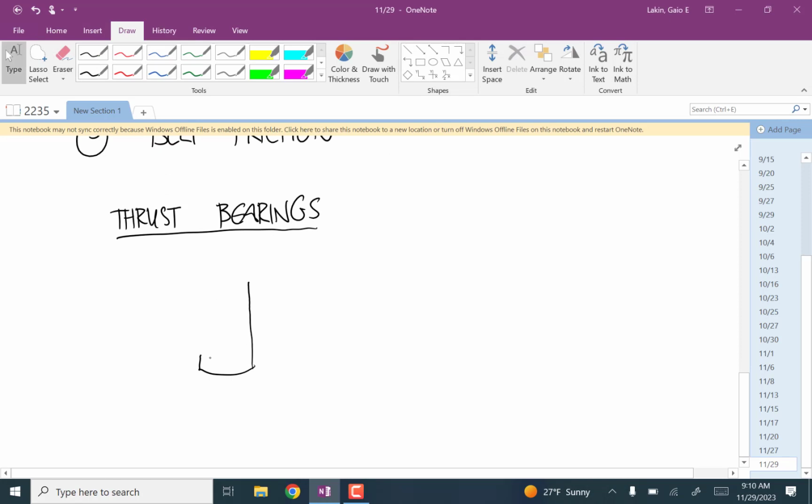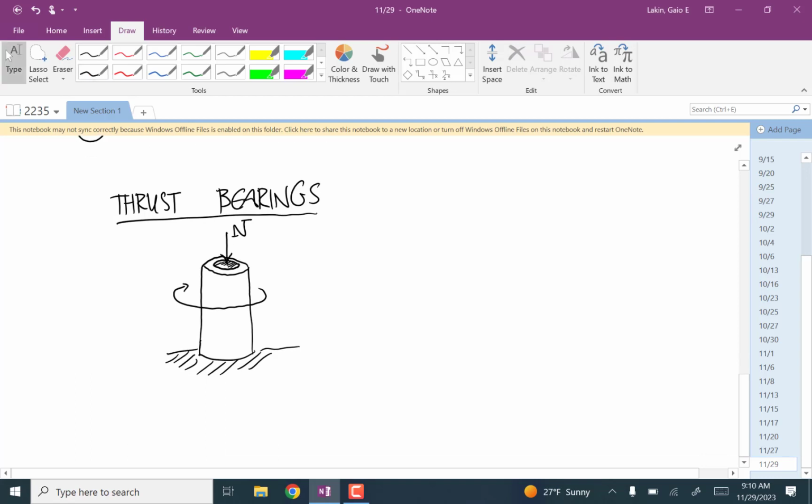All right, so thrust bearings. This is where you have an object that can rotate. Last time I did it solid. It can be solid or a cylinder pipe like this. And there's a force here that I'll call N. And the thing resisting the rotation is just friction between this tube and the ground.